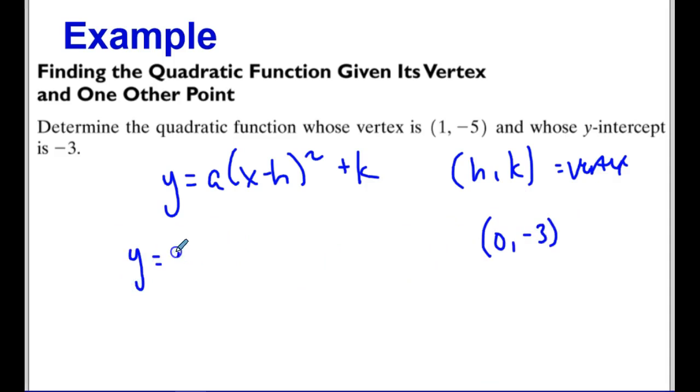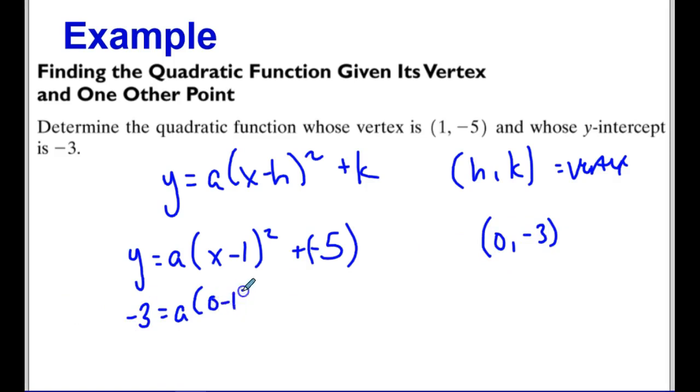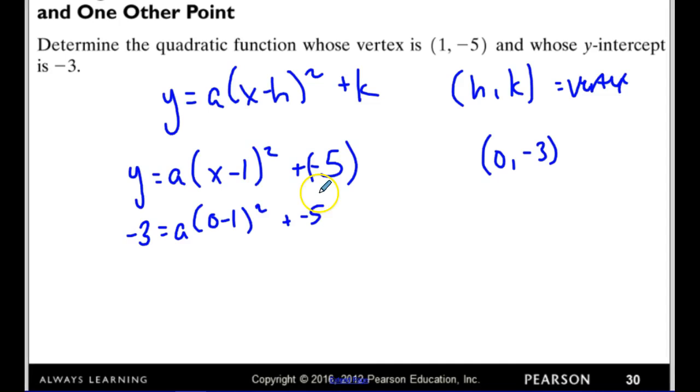So first, let's plug in our vertex: minus h, and the h was 1, squared, plus k, which was -5. Well, now I'm going to go ahead and use this x and y as my other point. So I've got -3 equals a times (0 minus 1) squared plus -5. Well, now I'm left with one variable, so I can continue to solve this. So I have -3 equals a times (-1) squared, which is 1, so a, minus 5. So then I add 5 to both sides, so I get a equals 2.